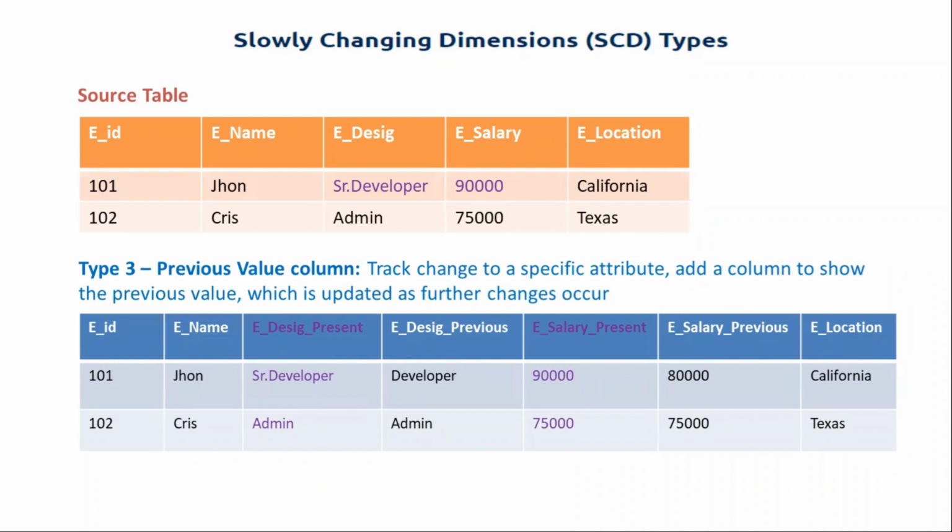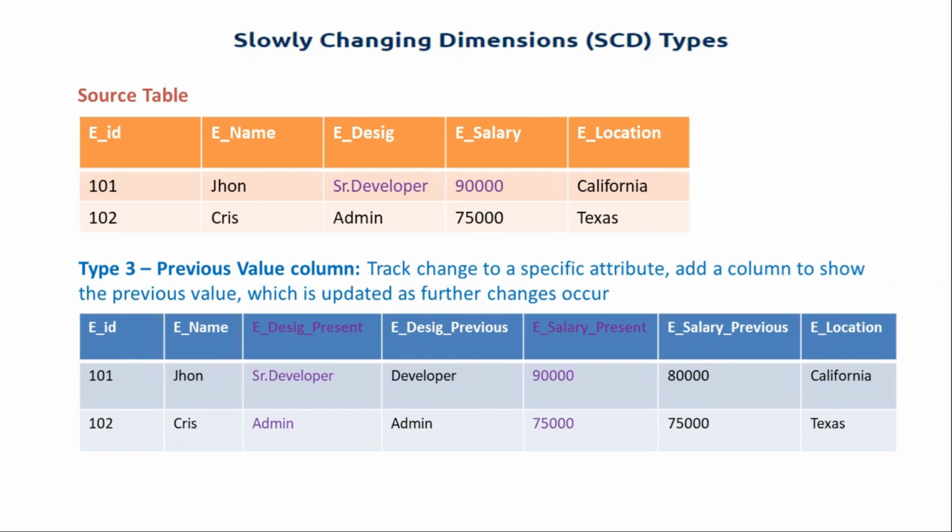Let us assume this John got a hike again and got promoted to team lead with 120,000 USD. In that case, what will happen? We may lose the 80,000 USD and developer information, right? So at any time we may see only the present and the one past data. So that is a disadvantage of this type 3.